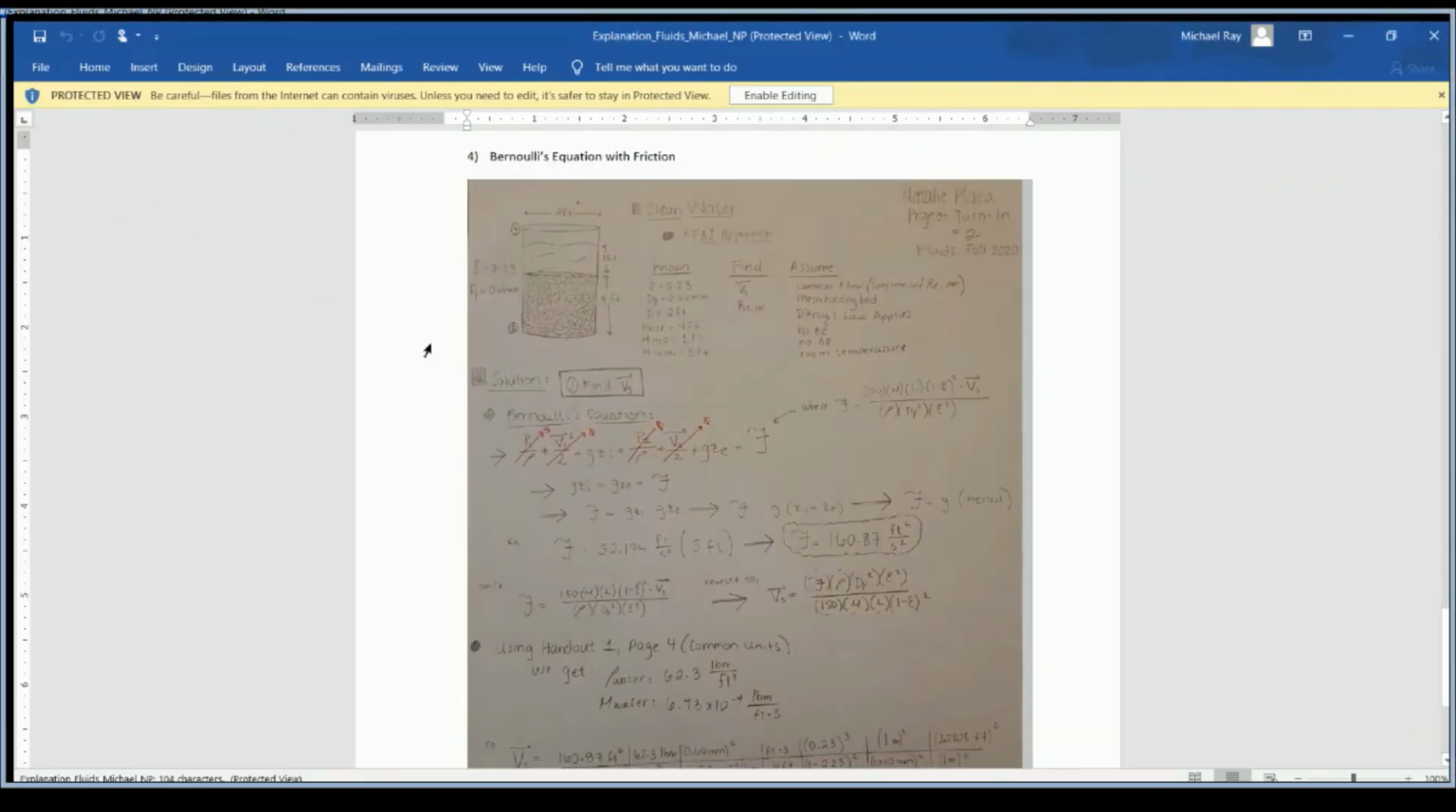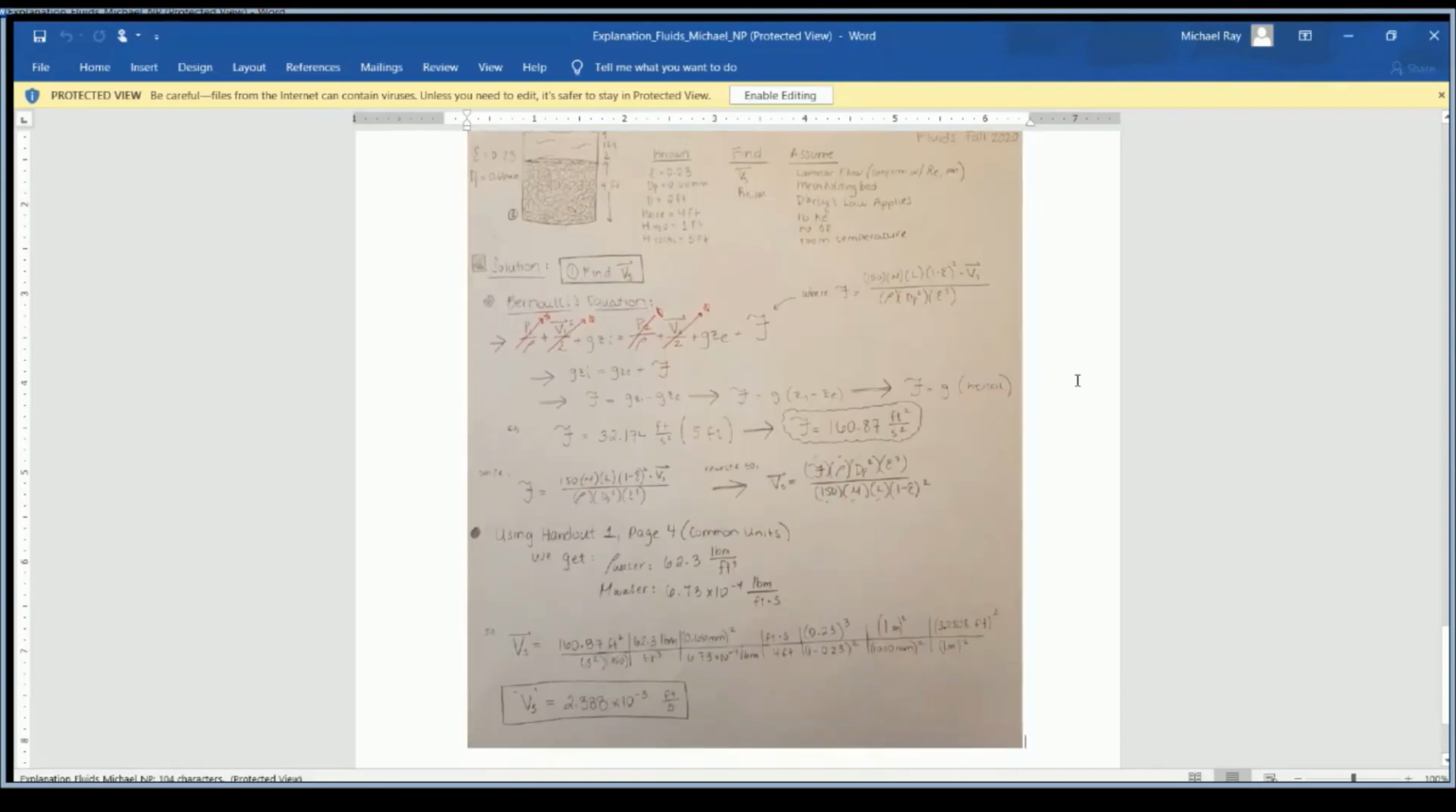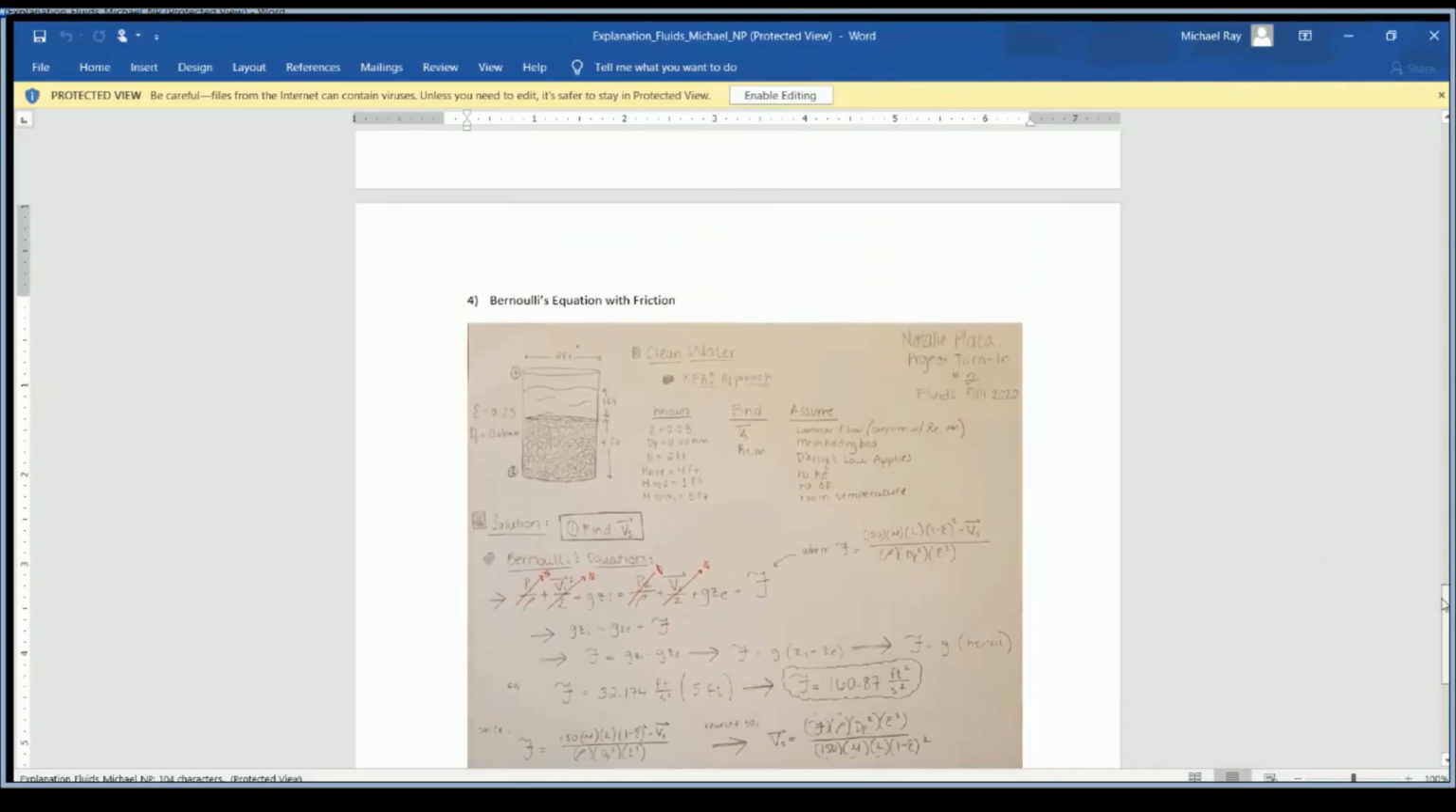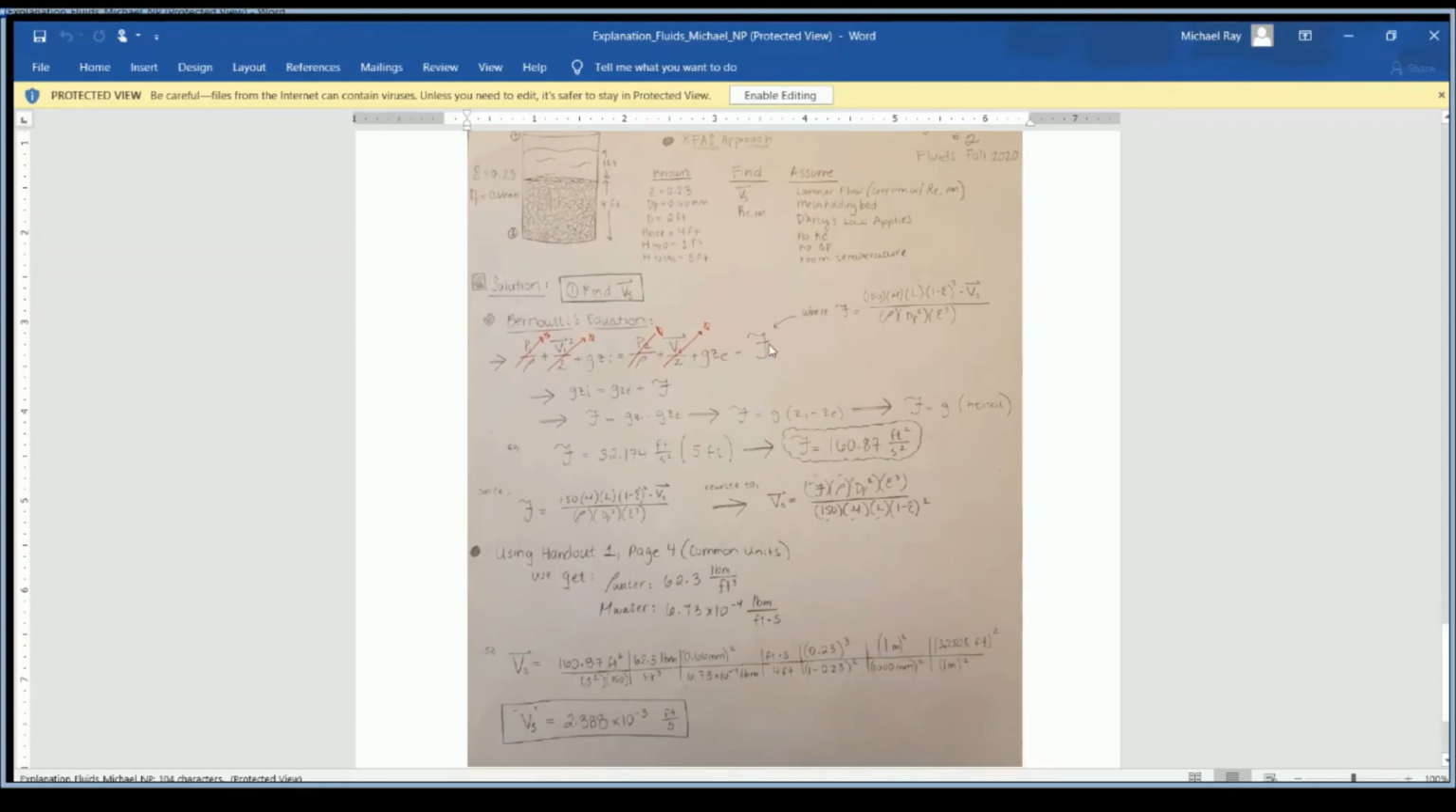And for this last one, we have our extended Bernoulli's equation. So this is set up via friction. The friction is caused by the particles, in this case it's rice, on the inside of the tank. And so we do the math on that, and that gets us our friction force. And from there we can determine the velocity of the fluid as it's passing through the substance.